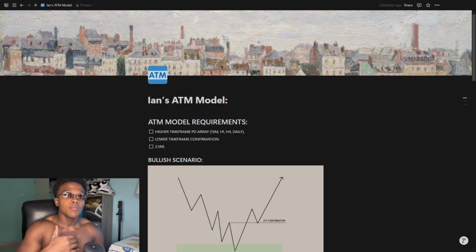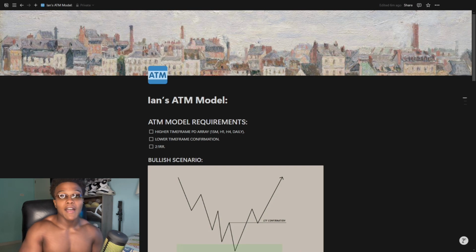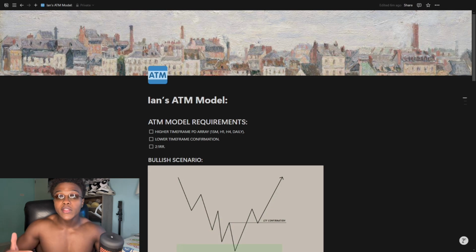All right, so basically the 3-step strategy is literally just having a higher time frame context, higher time frame reasoning for price to do something. Everybody knows this in the trading industry: the higher time frame is king. The higher time frame will determine what the lower time frame does, so you cannot be trading without higher time frame context.